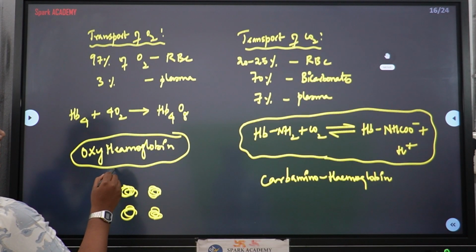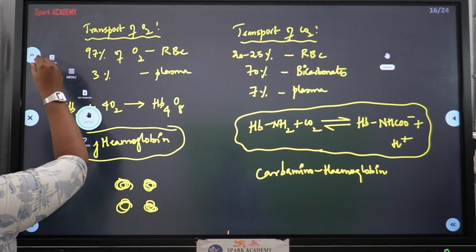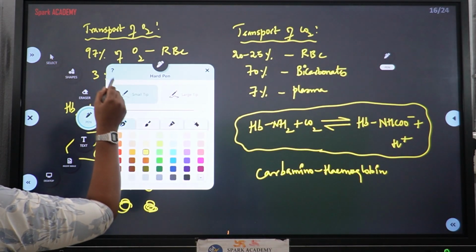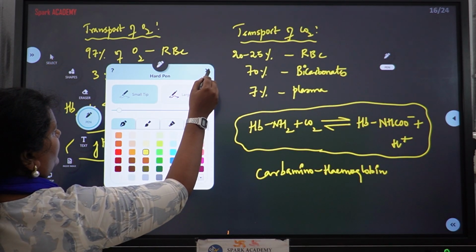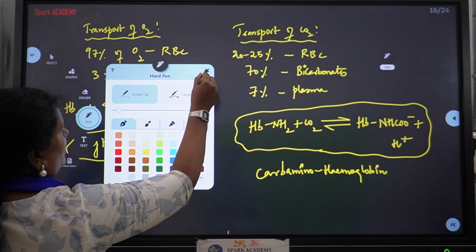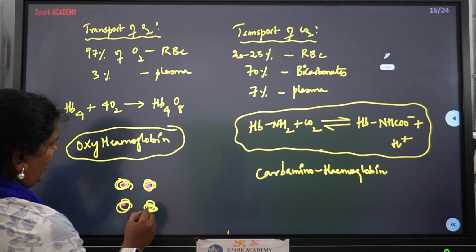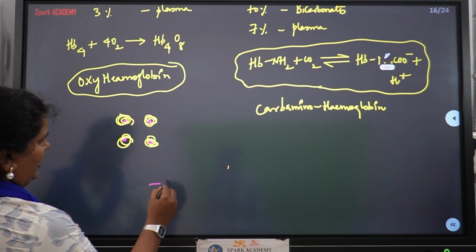That is, what does the heme group have? The heme group has Fe2 plus, Fe2 plus, which is ferrous. Here we have Fe, Fe2 plus.